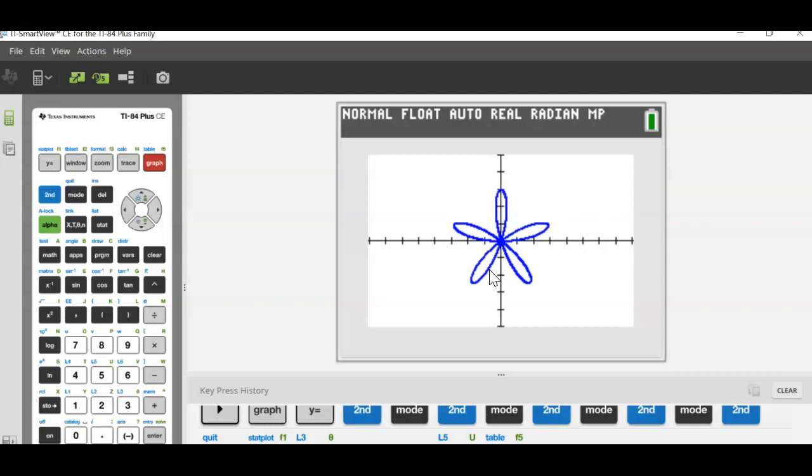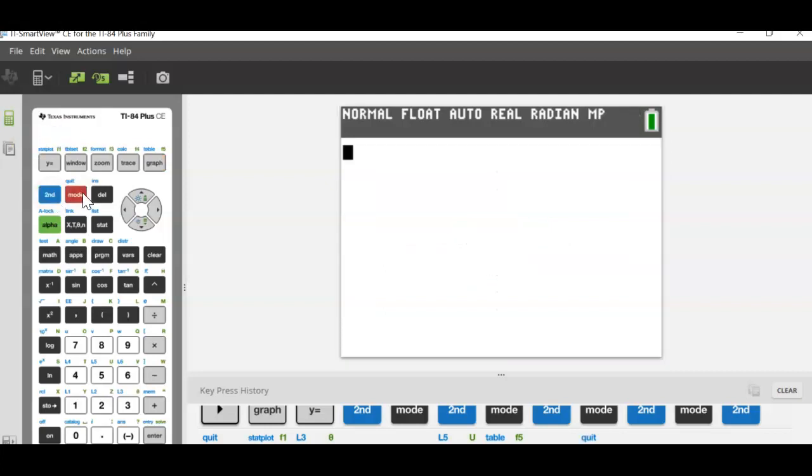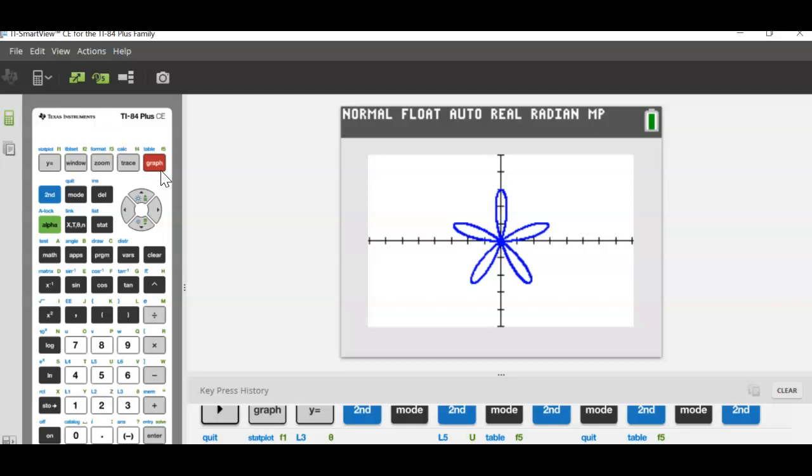which is why it was not letting me quit out of there. Here, I think it should be done, so it's letting me quit. But there we go, right? We got the 3 petals and we got the 5 petals. Let's go do those 2. Let's see, which one do I want to do?